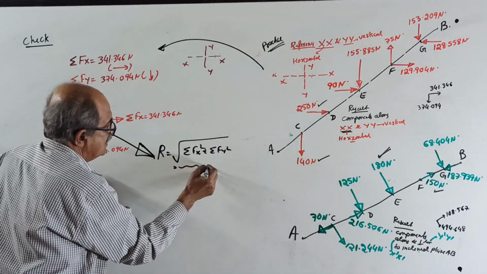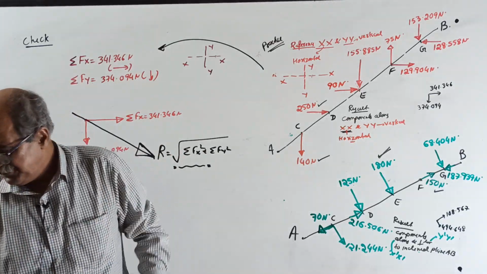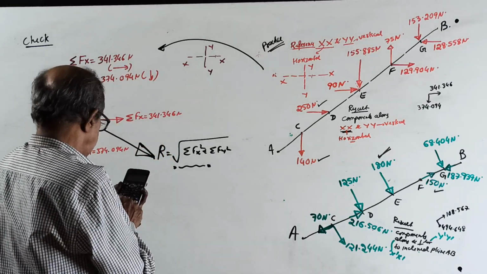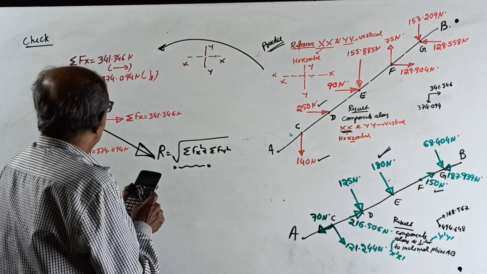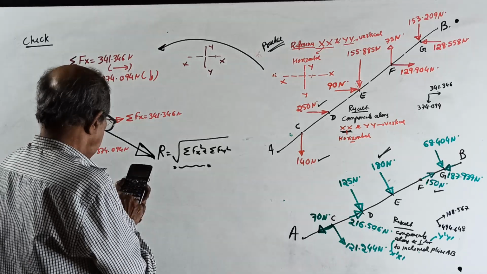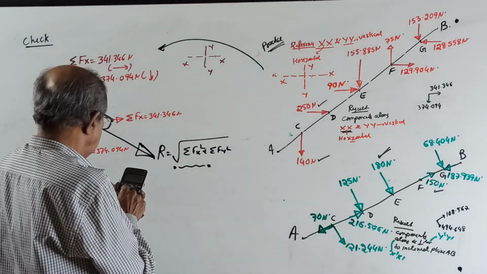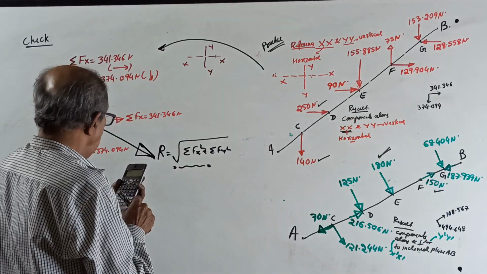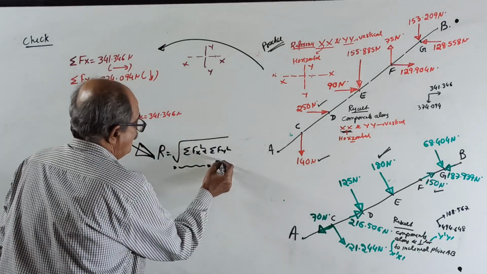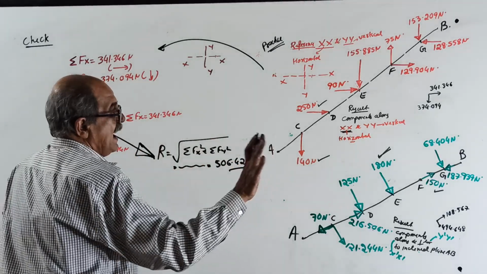You show the calculation. Honestly, I have not calculated, because I got confidence. It will be 341.346, because horizontal and vertical are already calculated. 341.346 square plus 374.094 square, equal to root of the answer, 506.422 Newton. Angles are not required, leave it.